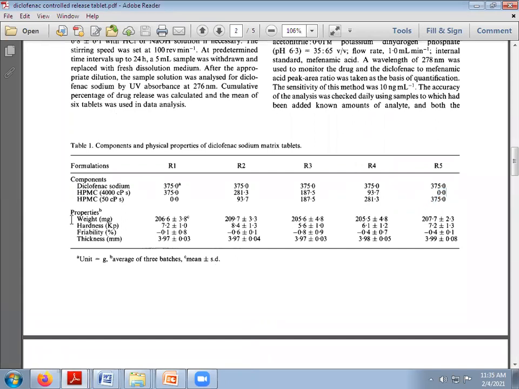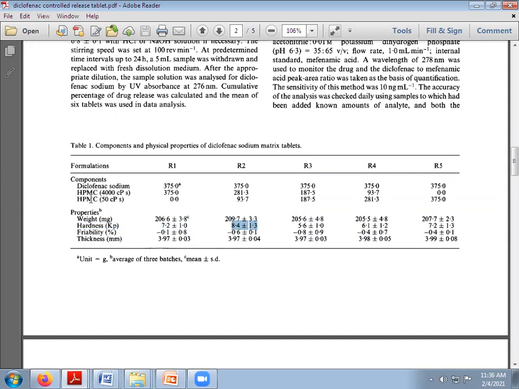When we talk about the weight, there is probably no effect, and for thickness there is no effect. But when we talk about the hardness, as the concentration of 4000 decreases, hardness is 7.2, then 8.4, then 5.6, 6.1, and here again 7.2. There is variation in the hardness. So here the hardness is greater as compared to the other batches.